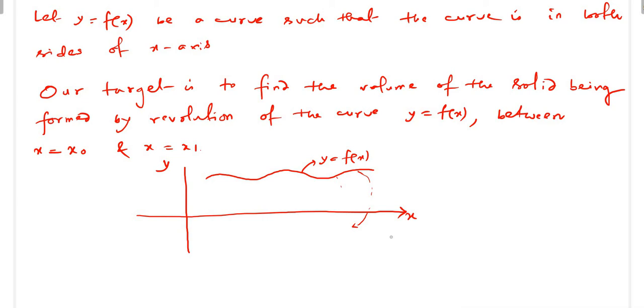I hope students can imagine that if I rotate the curve and maintain the same distance from the x-axis, that is, this distance is fixed, and I rotate this curve like this, I can generate a three-dimensional figure. Something like this three-dimensional figure will be generated, and our target is to find out the volume of this type of three-dimensional figure. So we will directly write the formula.